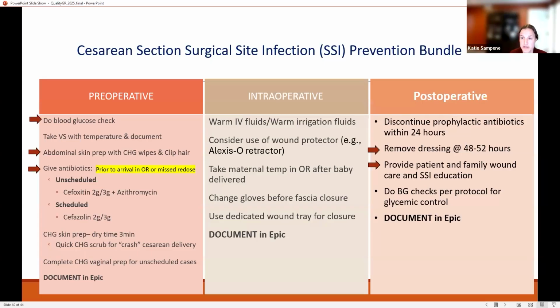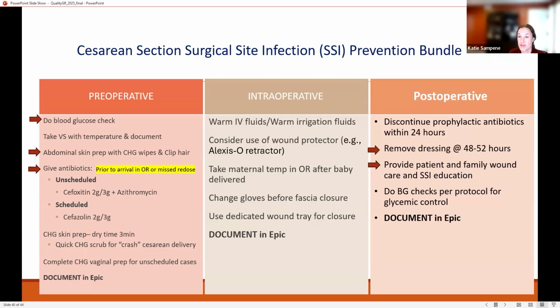So this is a team effort that requires all parties in the team. The biggest thing for us to think about as physicians is our antibiotics dosing. Most of the misses relate to picking cefazolin instead of cefoxitin for unscheduled section, missing the azithromycin, or timing not being within 60 minutes. So just be really diligent when you can about double checking, questioning which antibiotics are hung and in which time frame.